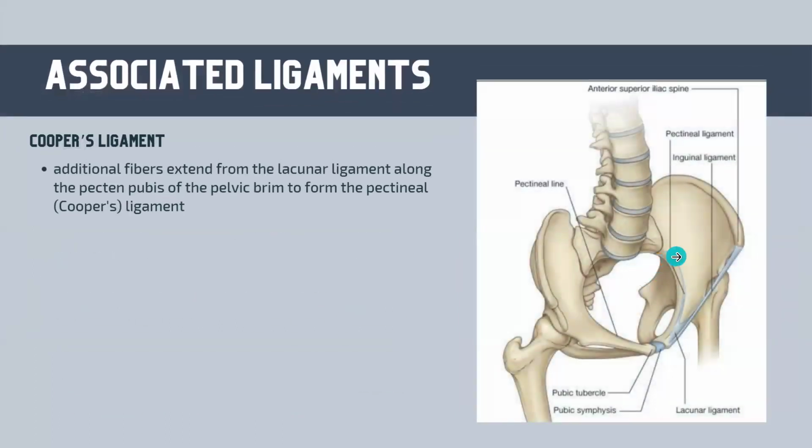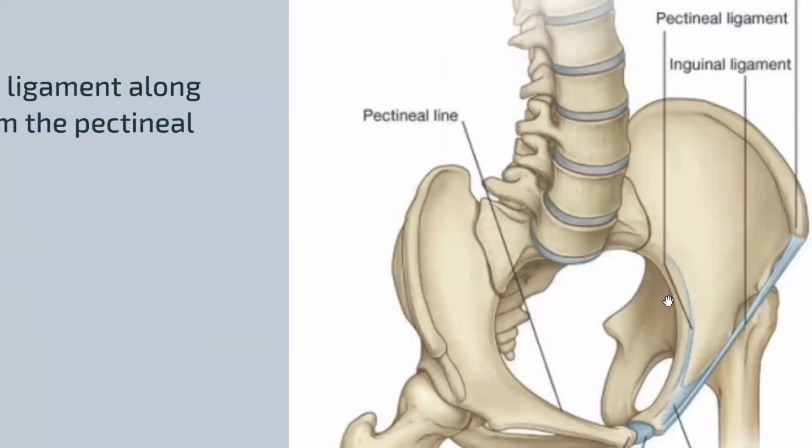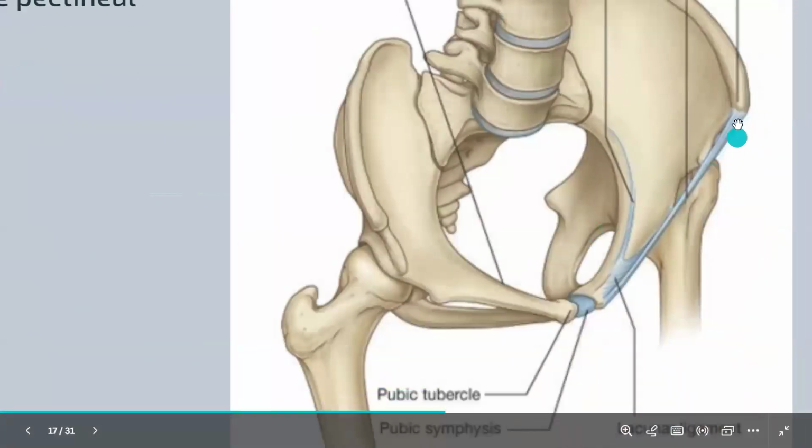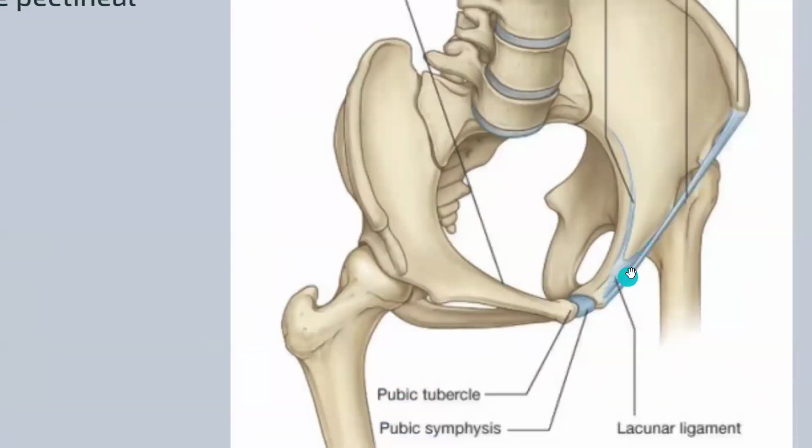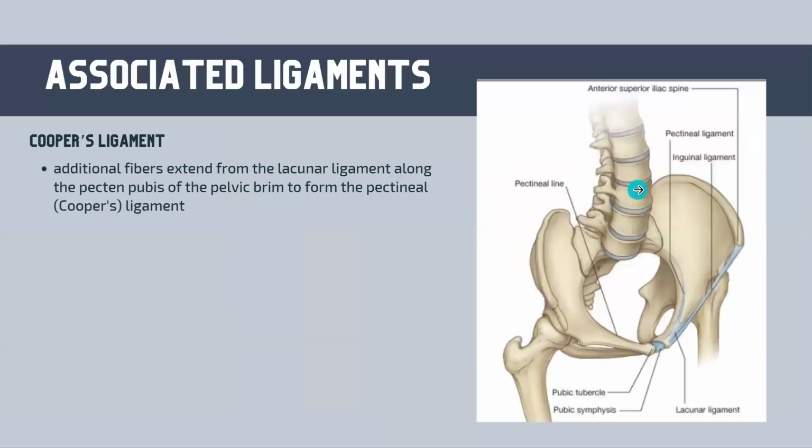And this is a very nice picture to see that the lacunar ligament is there. This is the inguinal ligament. And you can see the lacunar ligament, how it is curved, and then it is attached to the pectineal line. This is called the pectineal line, where the true pelvis entry is. This is the pelvic brim. The pectineal line also has a ligament, which is called either the pectineal ligament, or you can say it is Cooper's ligament.